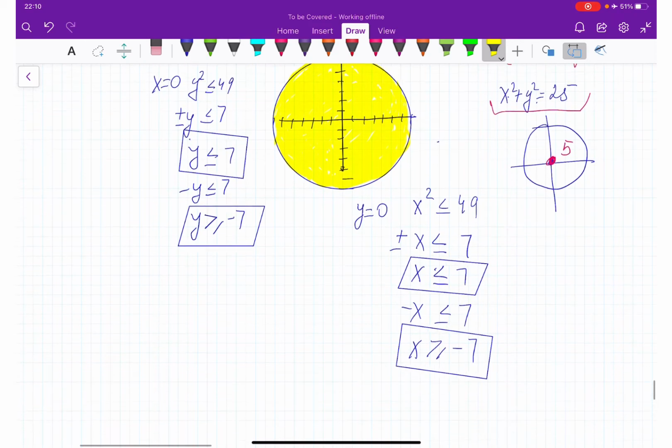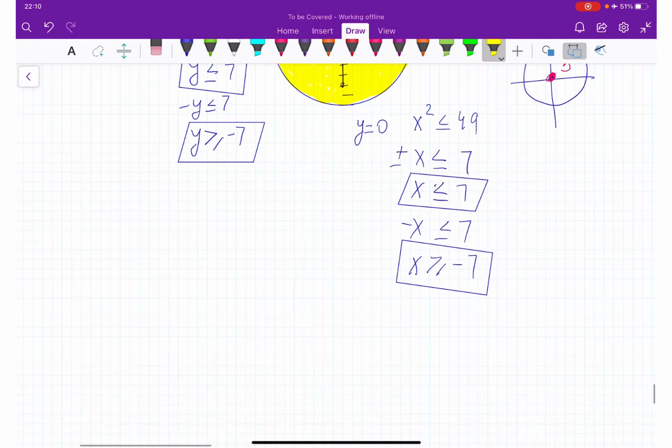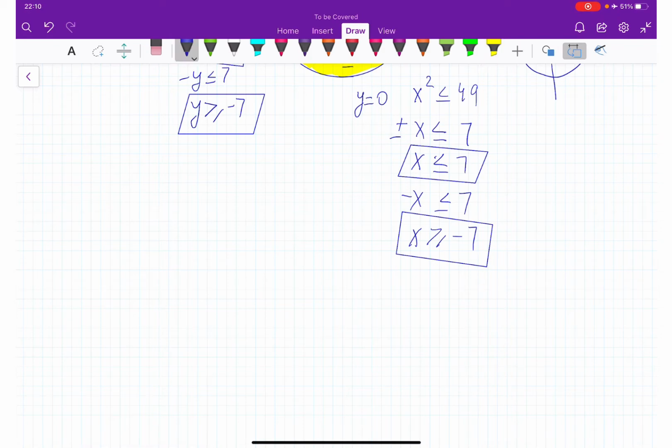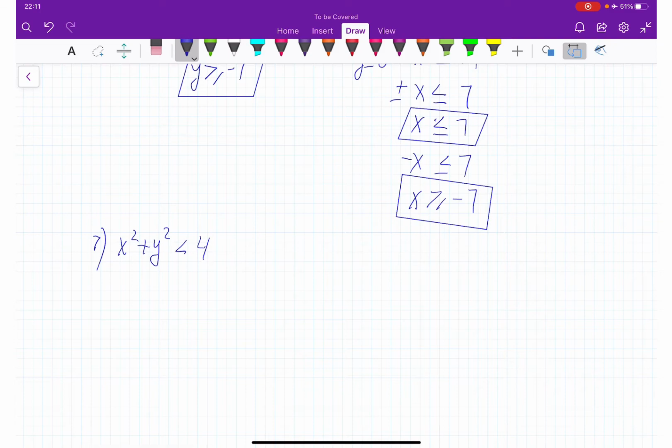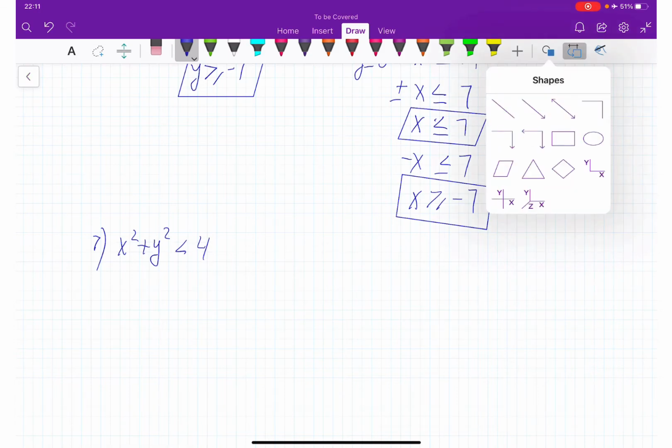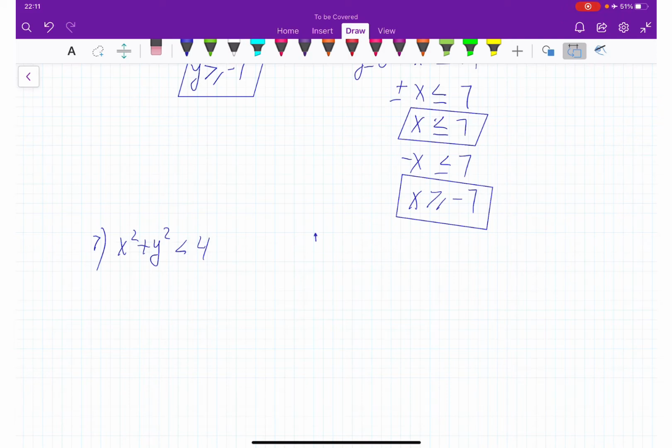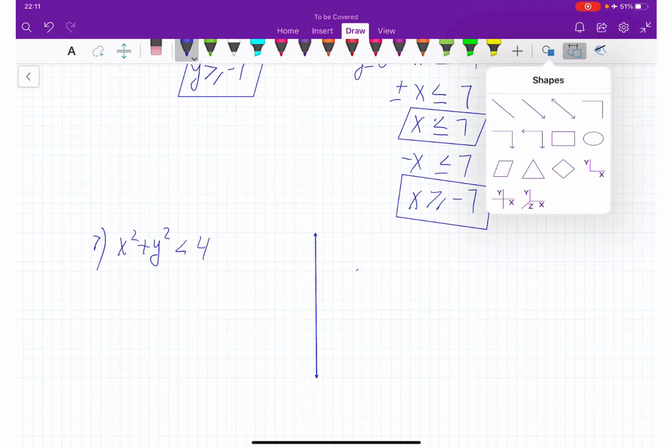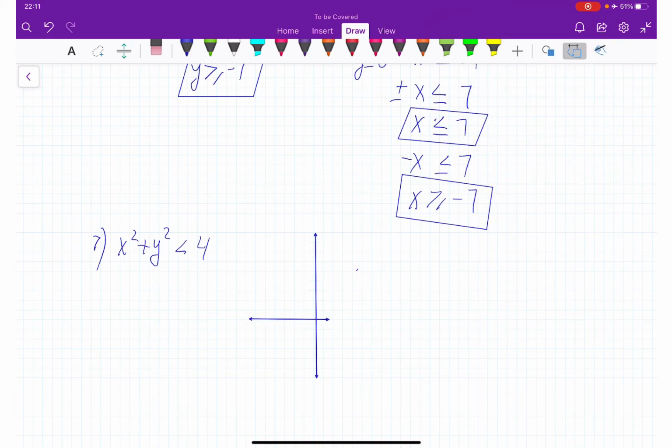Question number 7. We have x squared plus y squared is less than 4. The equal sign is missing, so our circle is going to be drawn with dashes, right? And our radius for the circle is going to be 2.